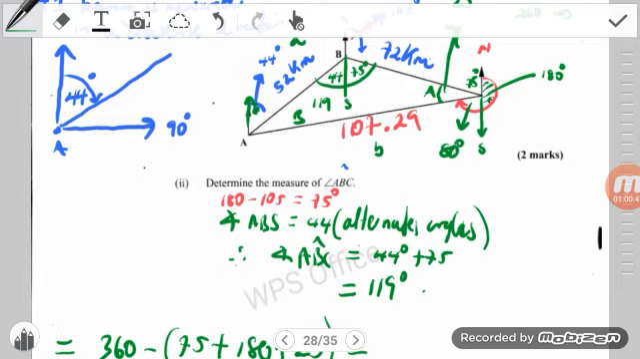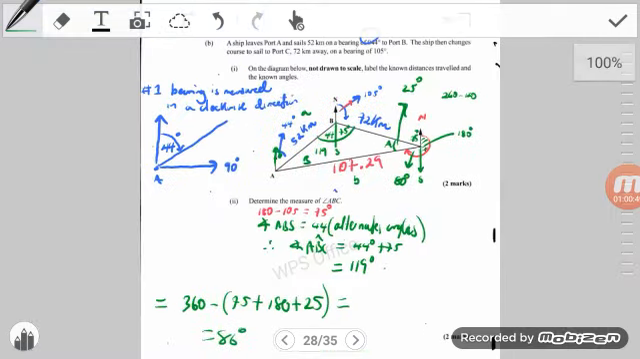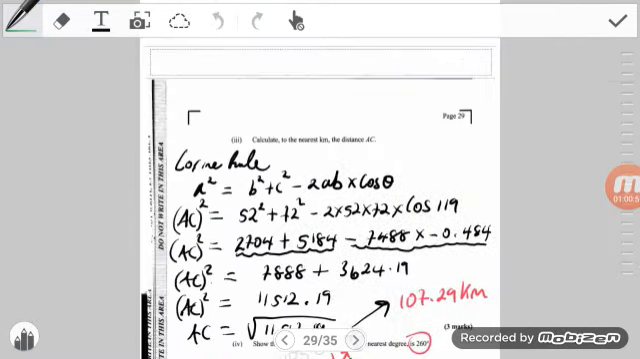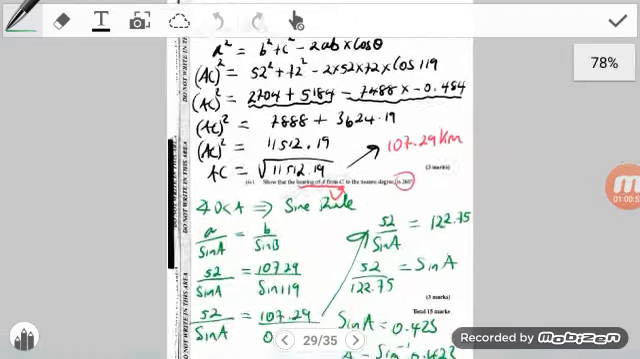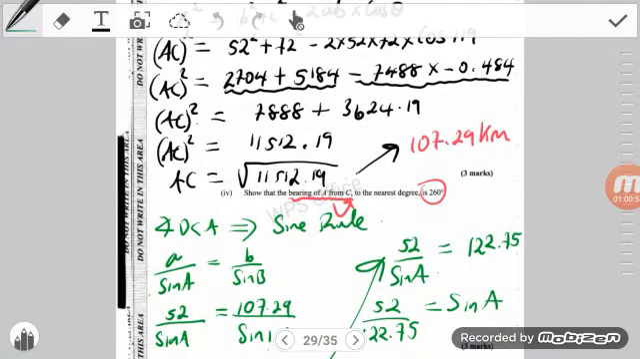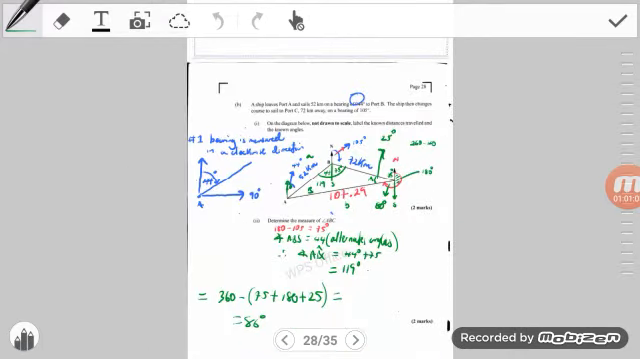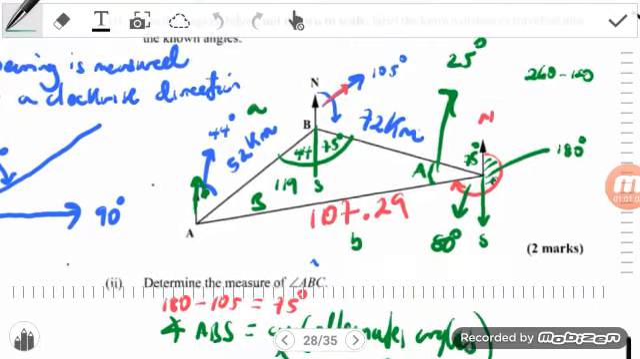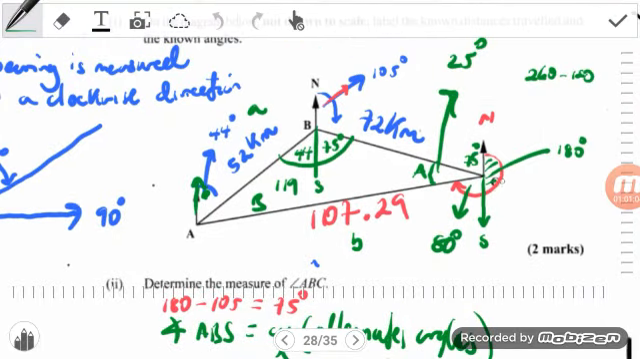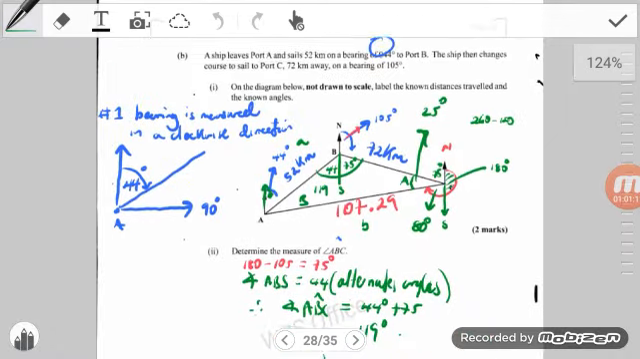Now to confirm what they have said, let's go back to the question. They said earlier that they want us to show that the bearing from A to C to the nearest degree is 260. Let's look at the diagram. What we're looking for is this bearing right around here, all the way the 180 plus whatever this angle is, and now we have it is 80. So if we add 80 to 180, if we get 260, then we have proven our answer.